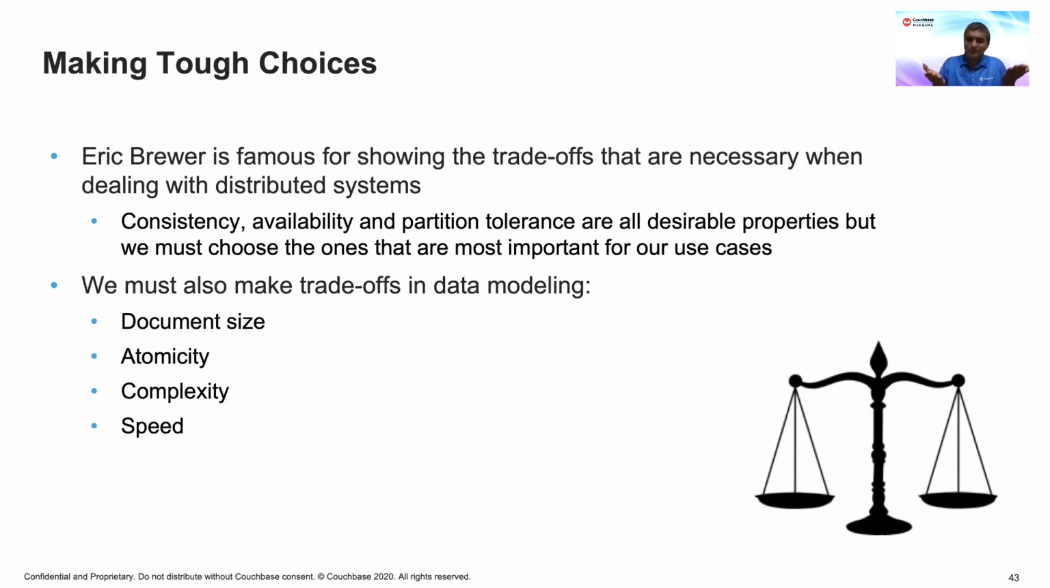So what you need is the balance. I don't want the document to be so small that it loses atomicity. I want to make it slightly bigger, but I don't want to make it so big that I lose on speed of access. So what is my balance? That's the balance that you have to choose. You have to decide based on your SLA.